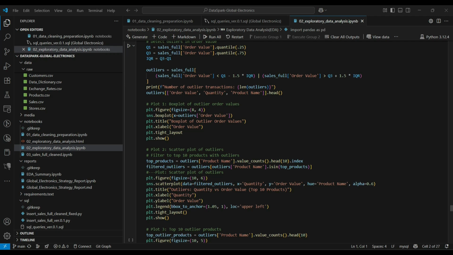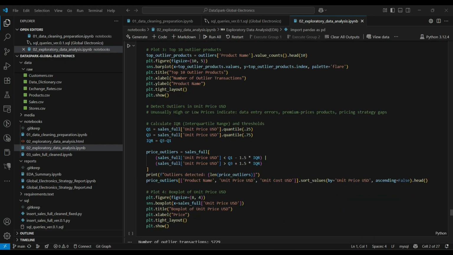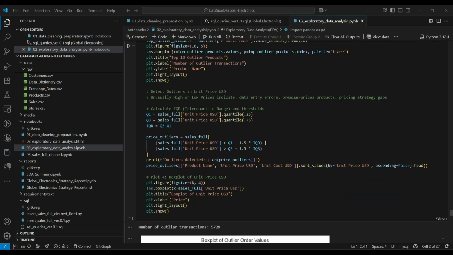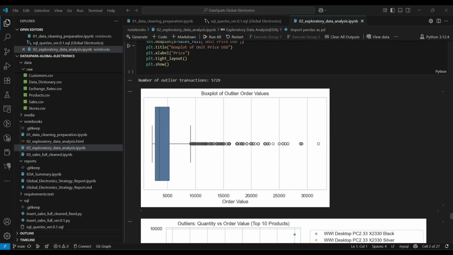Detect outliers. In addition, I implemented outlier detection logic and developed related plots, including quantity versus order value for the top 10 products, a chart of the top 10 outlier products, and a box plot of unit price in USD to visualize pricing anomalies.